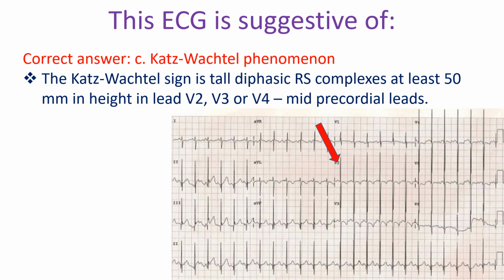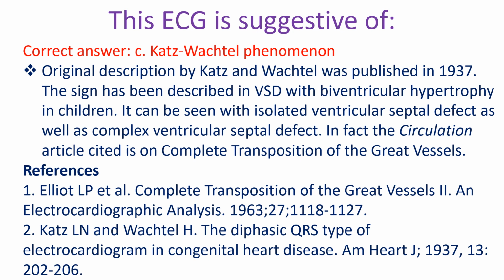The Katz-Wachtel sign is tall diphasic RS complexes at least 50 mm in height in lead V2, V3 or V4, mid-precordial leads. Original description by Katz and Wachtel was published in 1937. The sign has been described in ventricular septal defect with biventricular hypertrophy in children. It can be seen with isolated ventricular septal defect as well as complex ventricular septal defect. In fact, the Circulation article cited is on complete transposition of the great vessels.